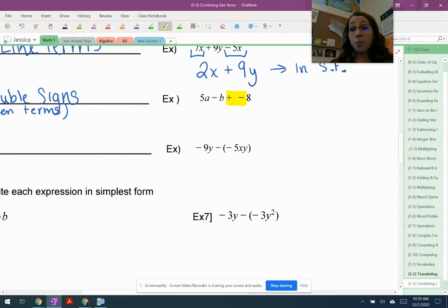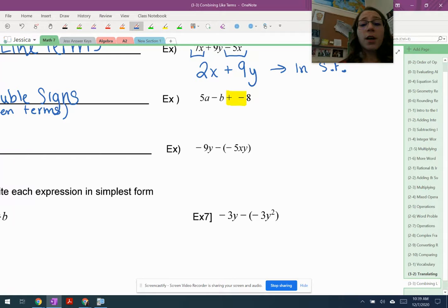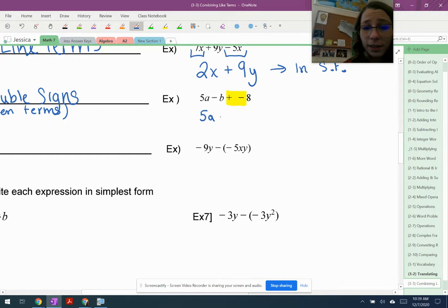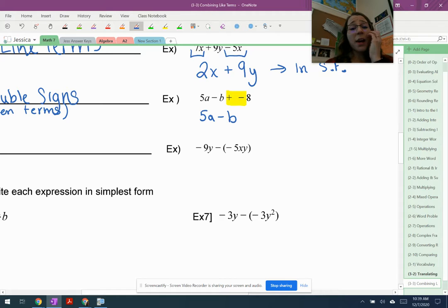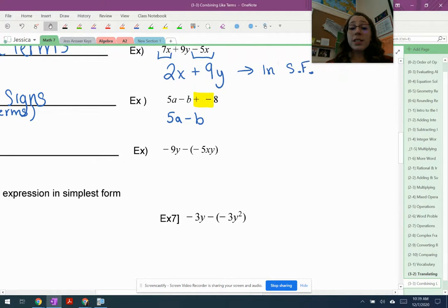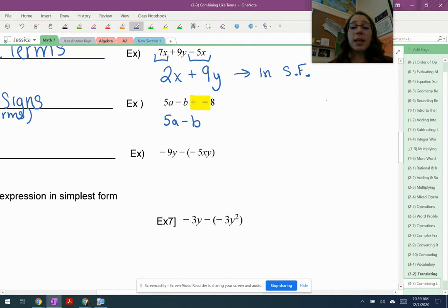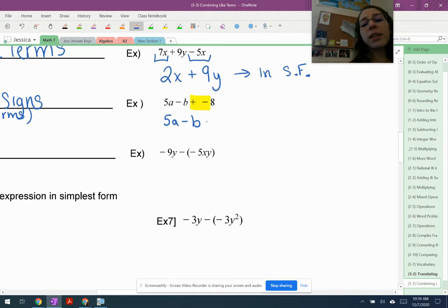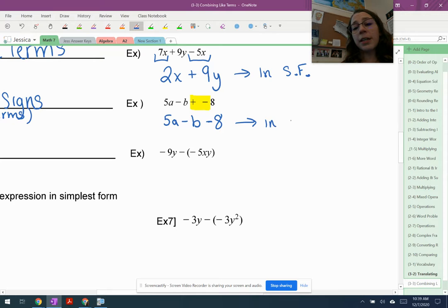I don't have any like terms, which is good, but I have those double operation signs there, which I need to deal with. So I'm going to carry down the 5a, carry down the minus b. Now here, which one of these signs would take precedence? Do I write down the plus sign or do I write down the minus sign? Is plus a negative the same as just a plus or just a negative? And the answer to that is the negative. When you're dealing with a plus or a negative there, you're always going to carry down that negative. So this is now in simplest form.